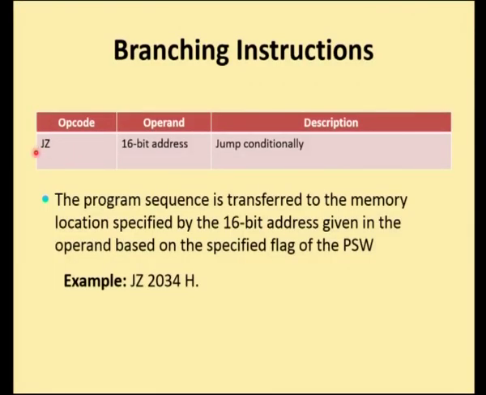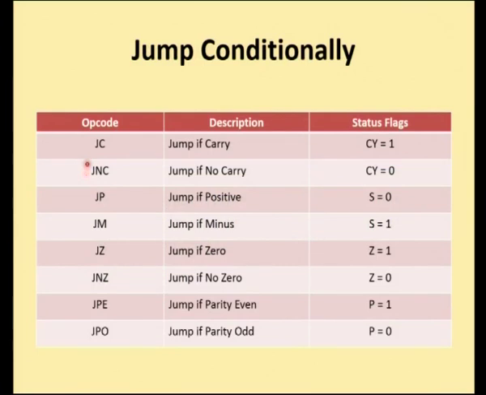Conditional branching instructions take the decision based on the flag register. JZ depends on the zero flag. JZ represents jump on zero, 16-bit address, a conditional jump. If the zero flag is set, then it will switch over to the specified location. So, JZ 2034 means if the zero flag is set, then it will switch over to 2034, otherwise it will continue the remaining lines.